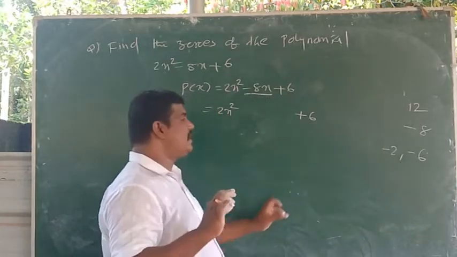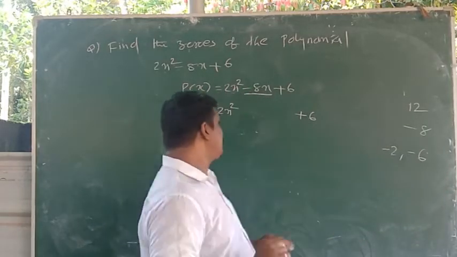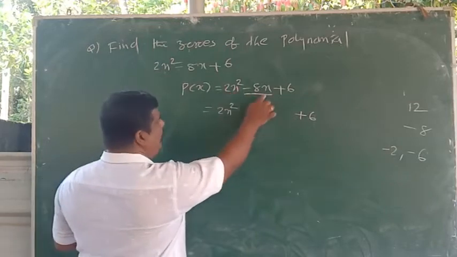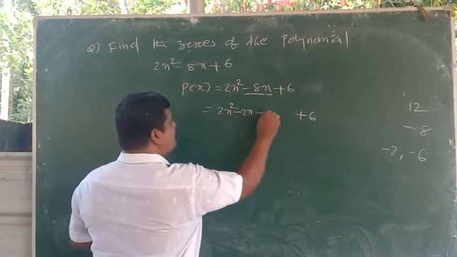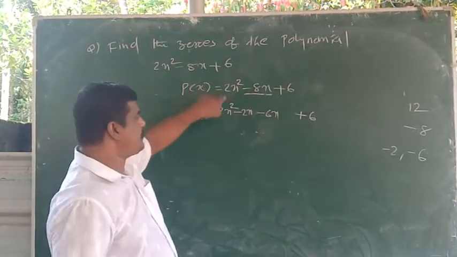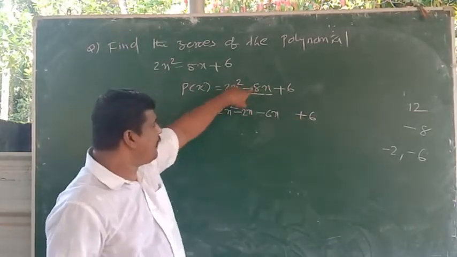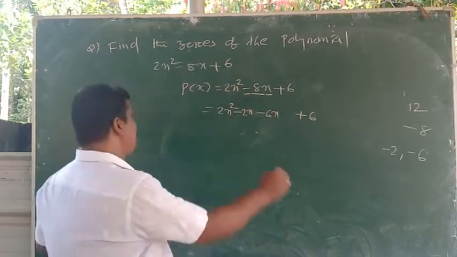So what are the numbers? Minus 2 and minus 6. So here 2x square minus 8x is converted as minus 2x minus 6x. Okay, first term same, last term same, split the middle term, minus 2x minus 6x.